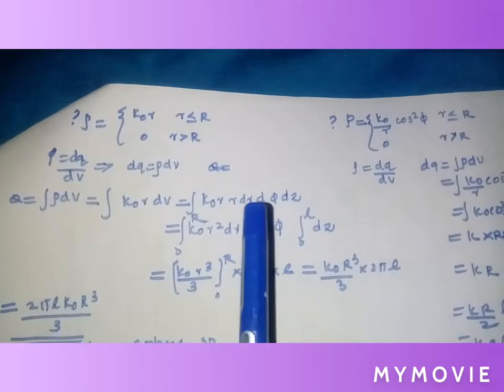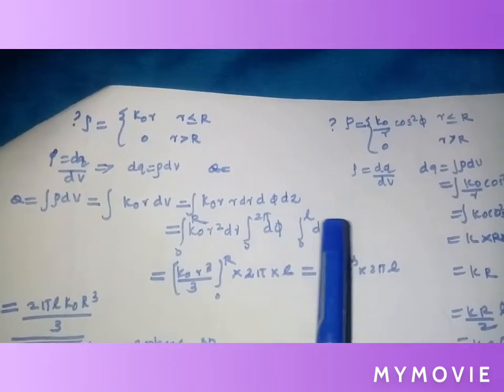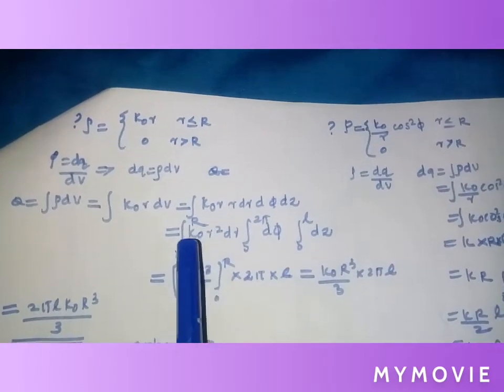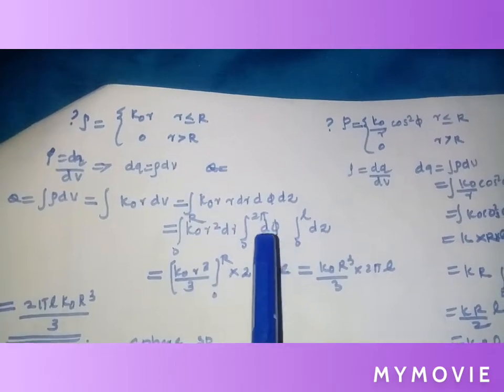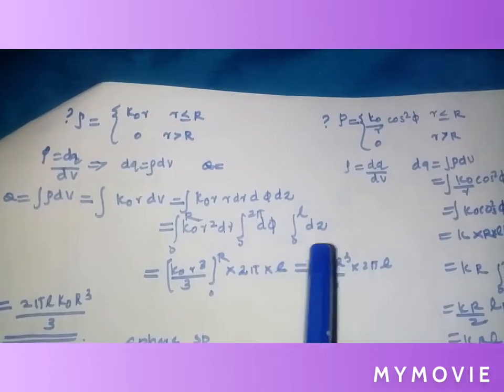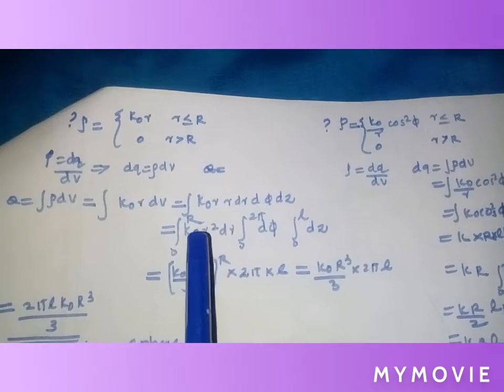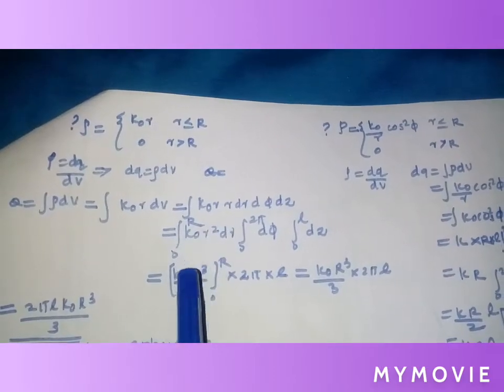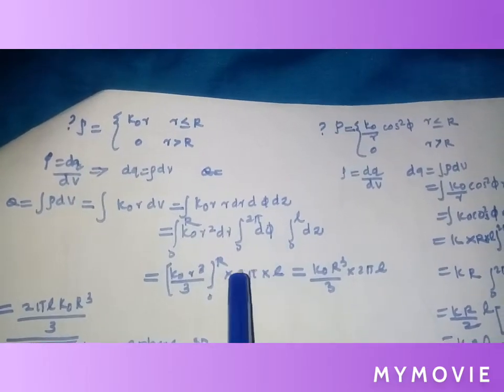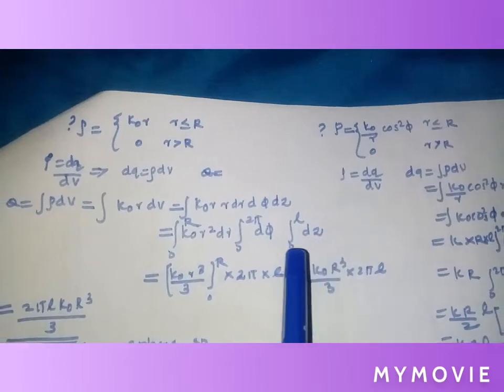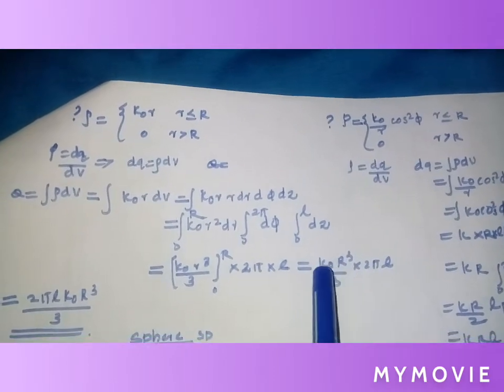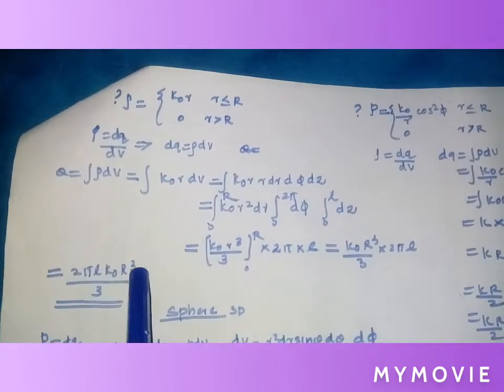Okay, and separate the r variables and d phi, dz variables. The r variable goes from 0 to capital R, the d phi variable from 0 to 2 pi, the dz variable from 0 to L. R square integration, that is r cube by 3, d phi is 2 pi and dz is L, so we get the answer as 2 pi L k naught R cube by 3.